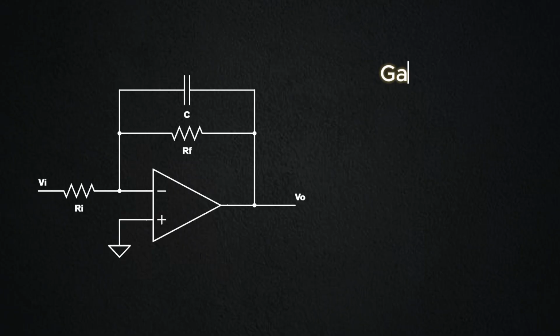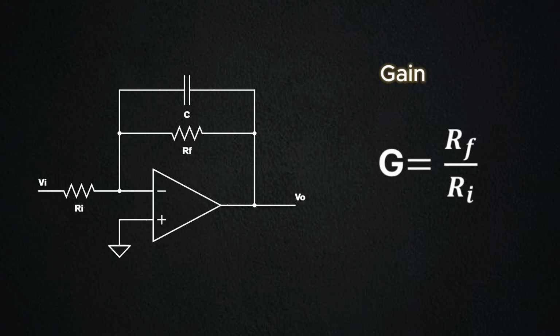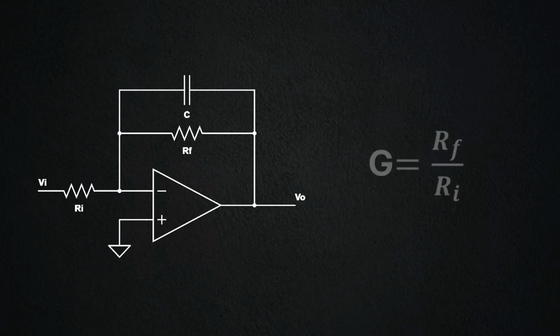The gain in the passband is determined by the ratio between RF and RI. This means we can first set the cutoff frequency and then calculate RI to achieve the desired gain. That's the core concept behind designing active filters.